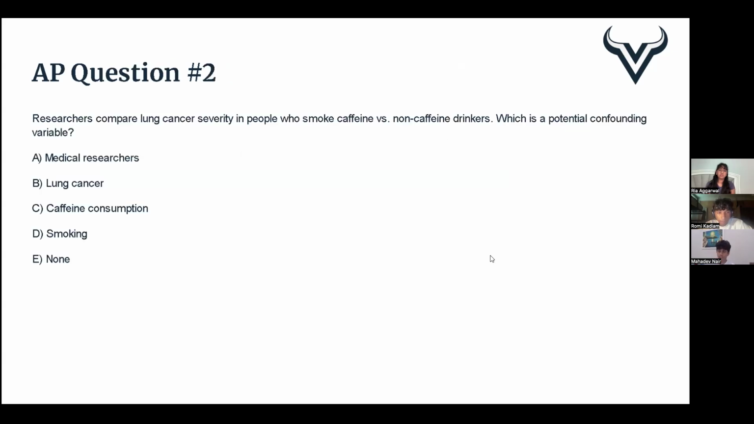Finally, let's take a look at another AP question. Take a moment to pause and read the question. So the correct answer is smoking, which is a potential confounding variable because smoking will cause more severity in lung cancer, which is a variable that affects the response variable and doesn't have a relation to the explanatory variable.